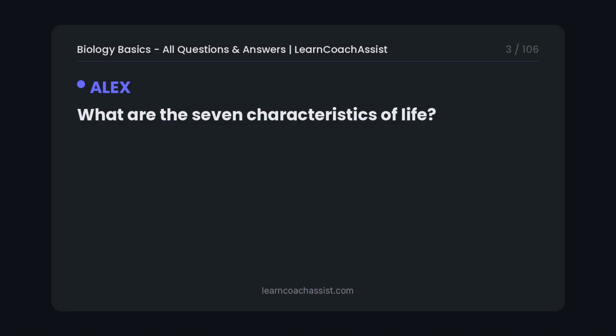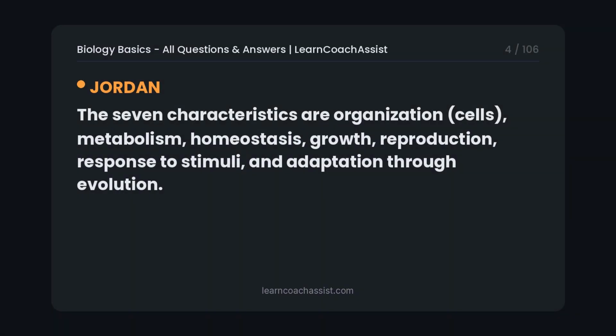What are the 7 characteristics of life? The 7 characteristics are organization, cells, metabolism, homeostasis, growth, reproduction, response to stimuli, and adaptation through evolution.